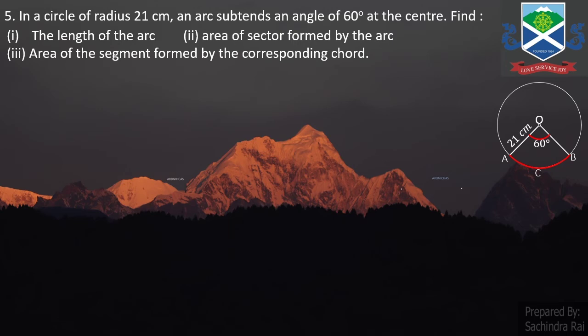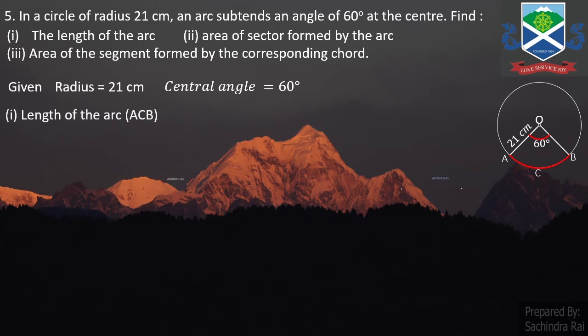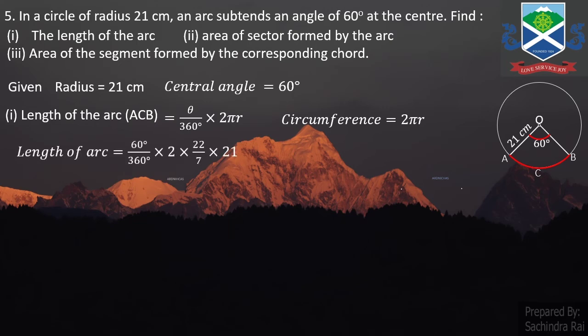So length of the arc ACB, to find out this, first we must write what is given to us, that is radius is 21 centimeter. The central angle is 60 degree. We know that length of the arc ACB is given by the formula theta by 360 into 2 pi r, where 2 pi r is nothing but the formula for finding out circumference of the circle. So when you put the value of theta, pi and r, we get 60 degree by 360 into 2 into 22 by 7 into 21. After multiplying and dividing the numerators and the denominators, we get 22 centimeter as the length of the arc, which is the first part of this question.